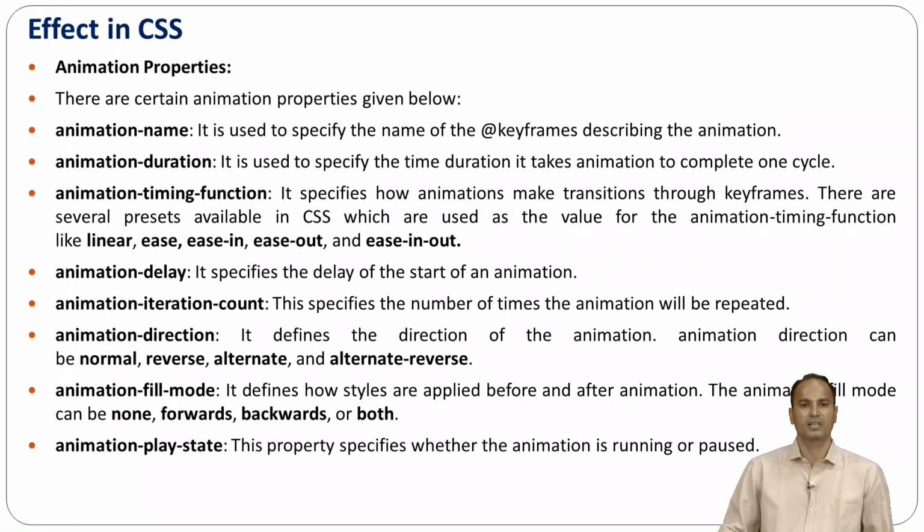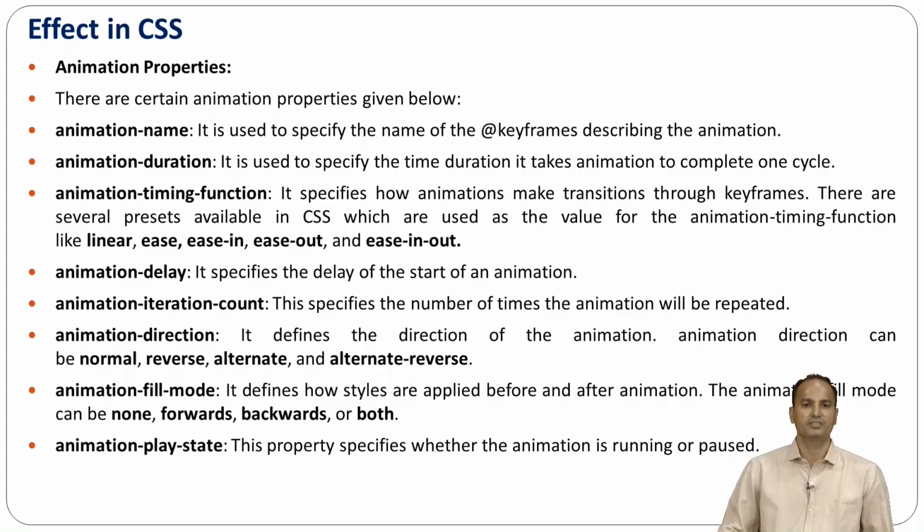Animation duration specifies the time it takes for the animation to complete one cycle. Animation timing function specifies how the animation makes transitions through keyframes. There are several presets available in CSS which are used as the value for the animation timing function, like linear, ease-in, ease-out and ease-in-out. Animation delay specifies the delay before the start of an animation. Animation iteration count specifies the number of times the animation will be repeated.